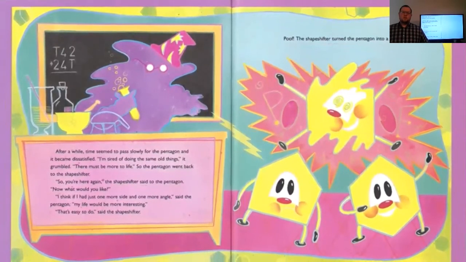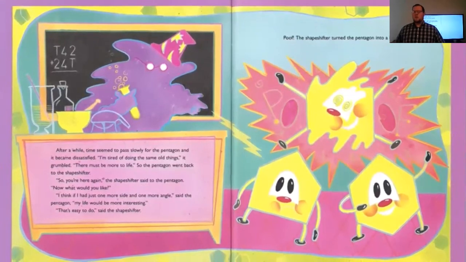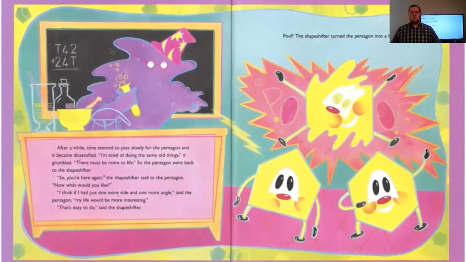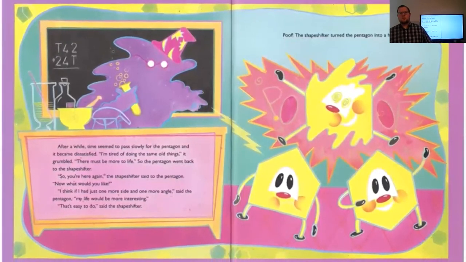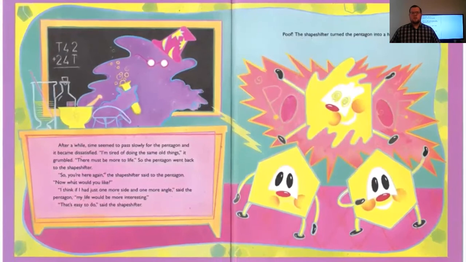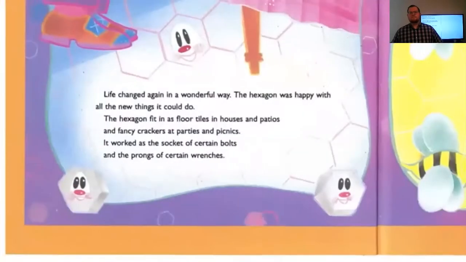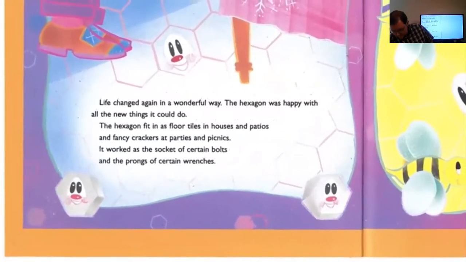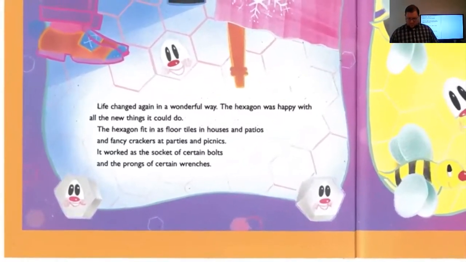My life would be more interesting. That's easy to do, said the shapeshifter. Poof! The shapeshifter turned the pentagon into a hexagon. Life changed again in a wonderful way. The hexagon was happy with all the new things it could do.